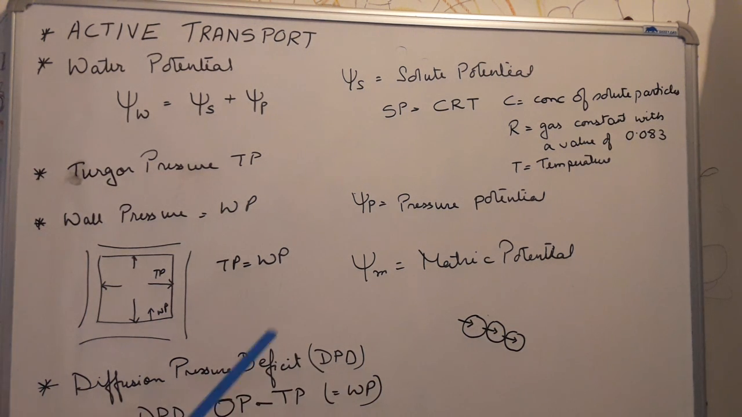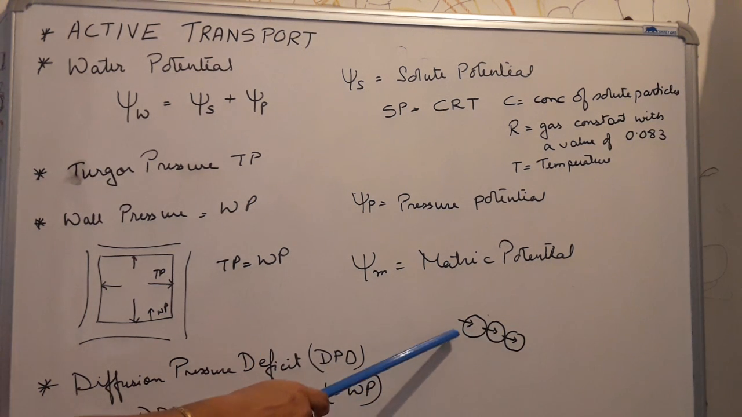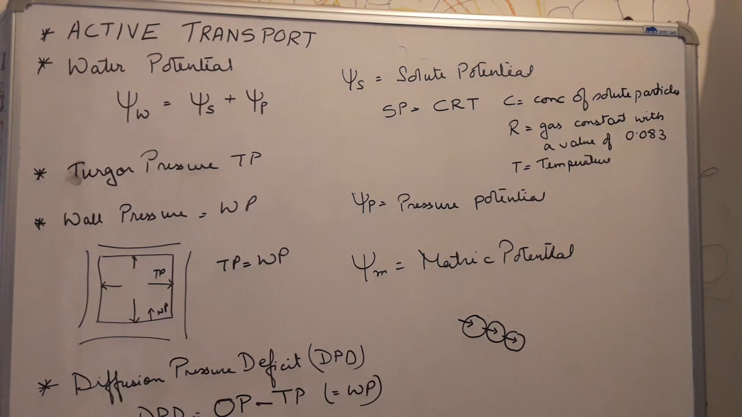When the water is moving from here to here, the diffusion pressure in the second cell will increase. Simultaneously, in the first cell the diffusion pressure will get reduced. That means DPD, diffusion pressure deficit, is being created. Again, in the second cell the diffusion pressure has been created. This will help the water to move to the next cell, the third cell, and so the second cell will now have a DPD, diffusion pressure deficit.